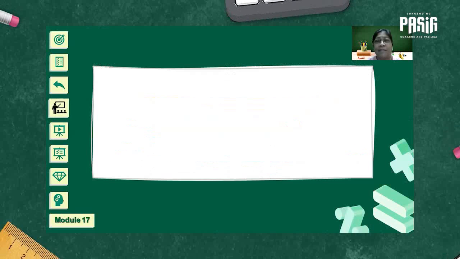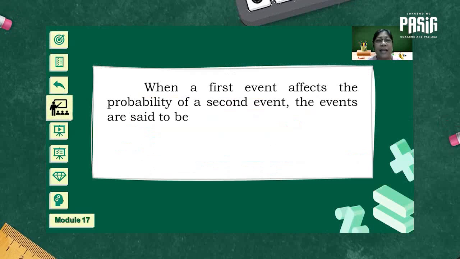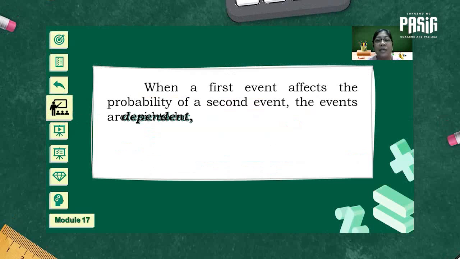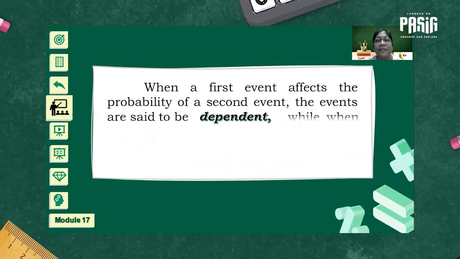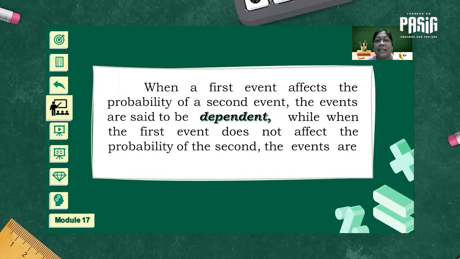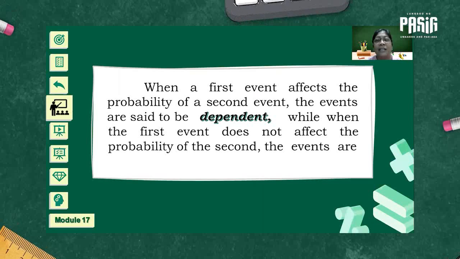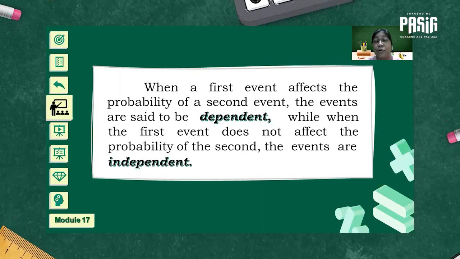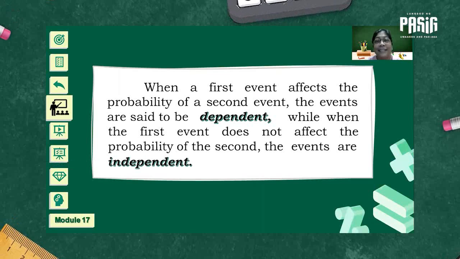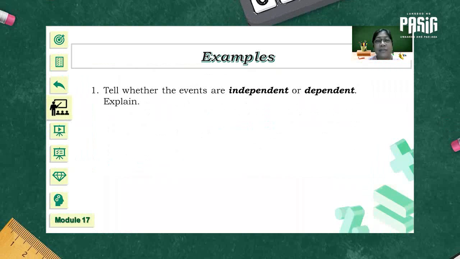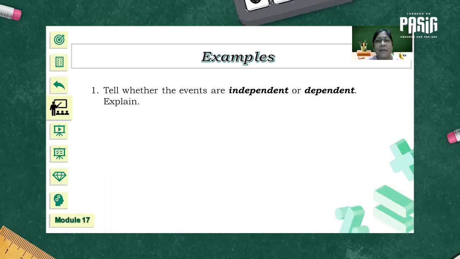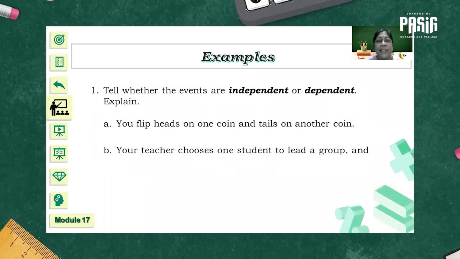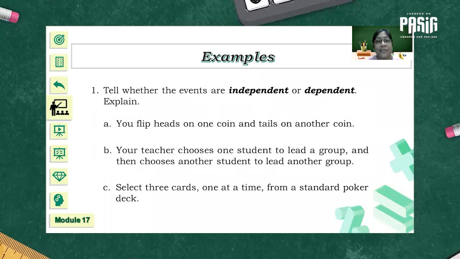And what does it mean? When a first event affects the probability of a second event, the events are said to be dependent. While when the first event does not affect the probability of the second, the events are independent. I hope the two terms are clear. Now let us have the following examples. Tell whether the events are independent or dependent. Explain. For letter A, letter B, and letter C.